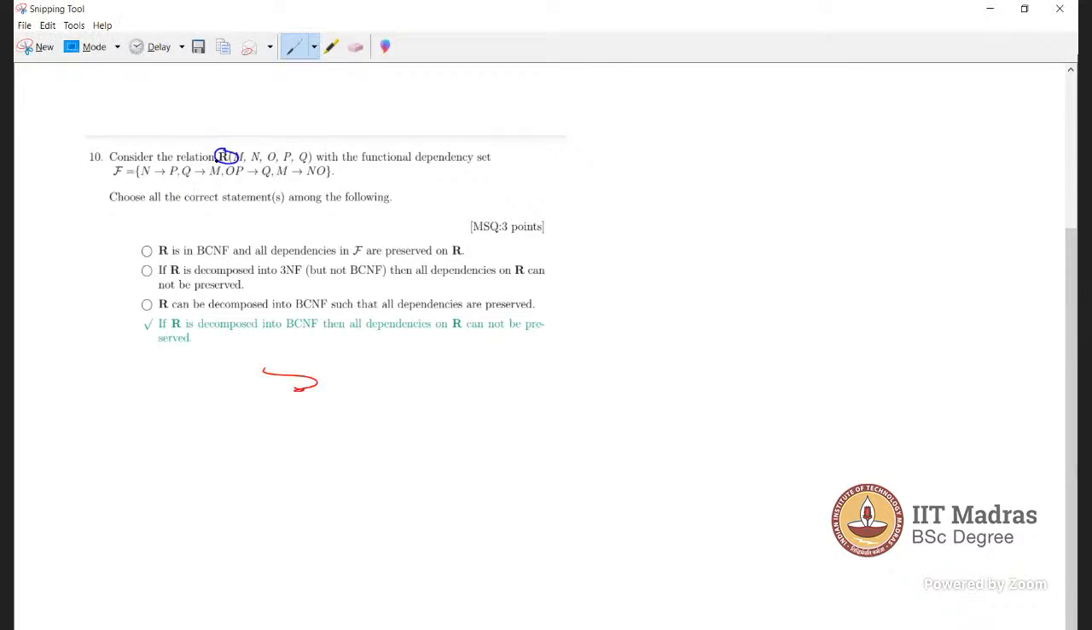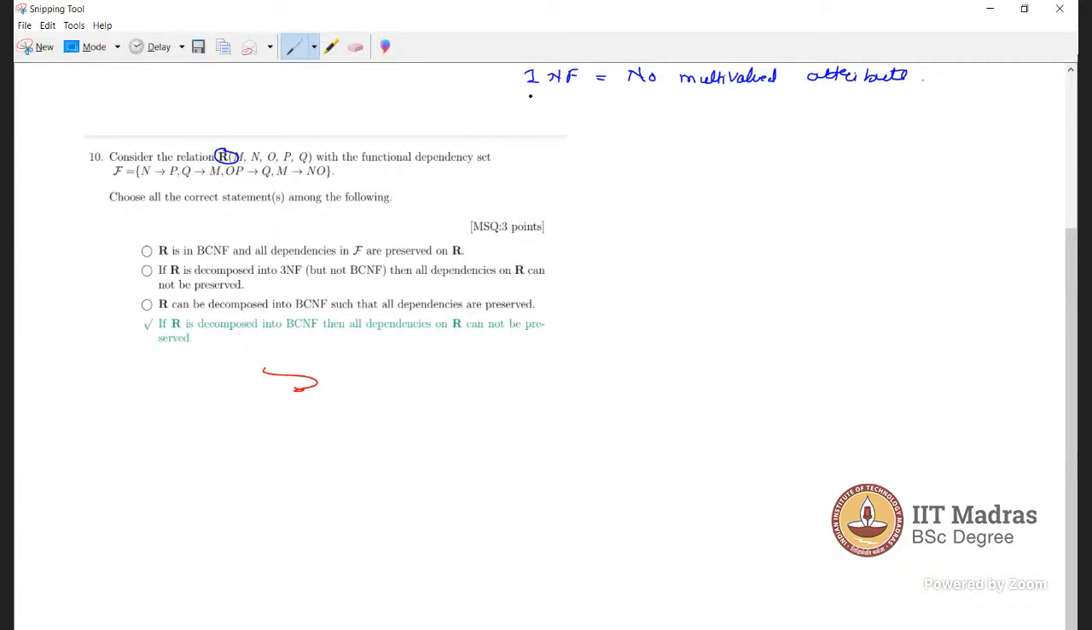Okay, so this is the relation. What are the conditions for 1NF? There should be no multi-valued attribute. If it is not mentioned in the question that all the attributes have atomic domain, you can assume that. So that relation is in 1NF.